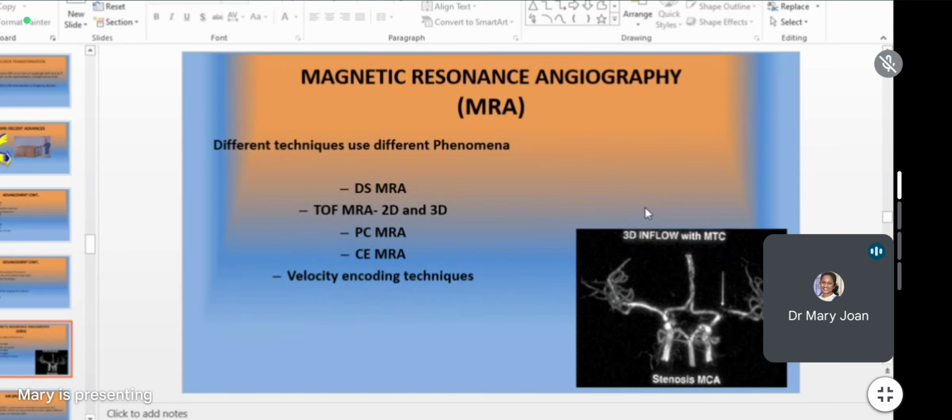So coming to magnetic resonance angiography, abbreviated as MRA. Different techniques use different phenomena. So DSMRA is there, TOF MRA where 2D and 3D images are taken, PCMRA, CMRA. These use the velocity encoding techniques.